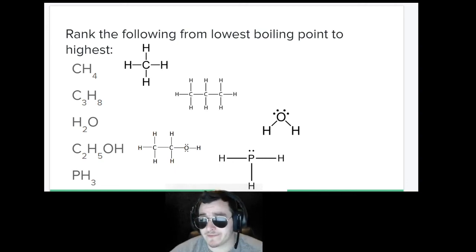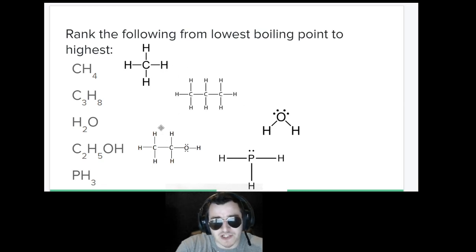We've drawn them all out, which is your first step anytime you're attacking this. Well, here's the deal. When you are boiling something, what you are doing is you are disrupting the intermolecular forces. So the stronger the intermolecular forces are, the more heat energy you're going to have to put in order to boil it. So stronger IMFs means higher boiling point.